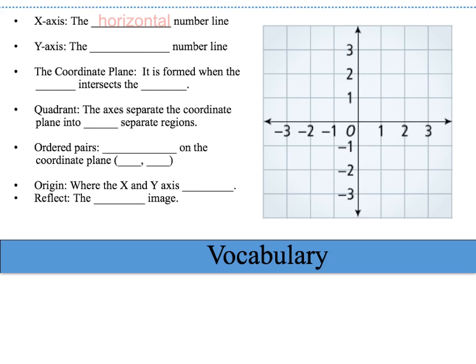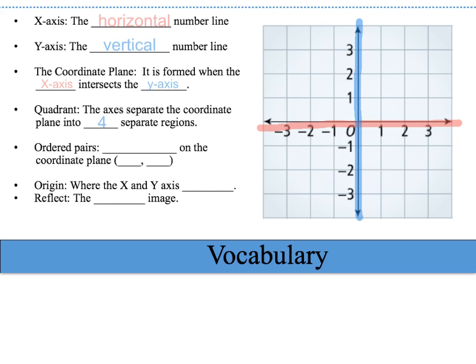The x-axis is the horizontal number line. So looking at the coordinate plane to the right, we know that this axis is the x-axis because it is a horizontal number line. The next vocabulary word is the y-axis, which is the vertical number line. And the vertical number line, which is the y-axis, is the one that goes up and down. So the one that I'm highlighting in blue, that is the y-axis. The coordinate plane is formed when the x-axis intersects the y-axis. So if you look at our diagram, the blue line intersects the red line, and the coordinate plane is formed.